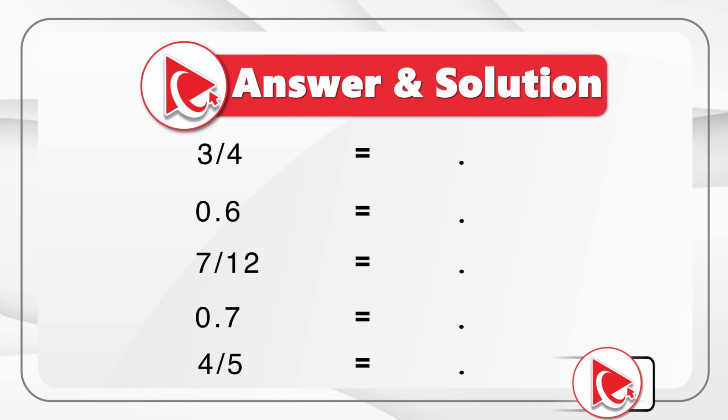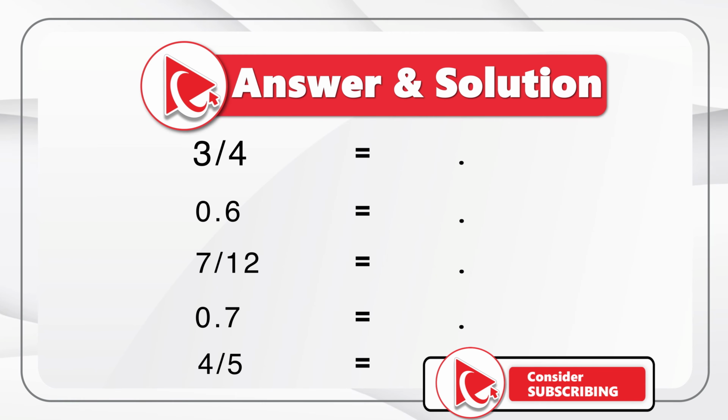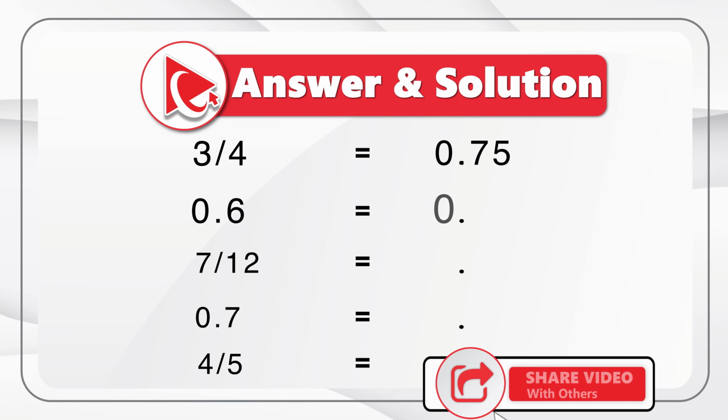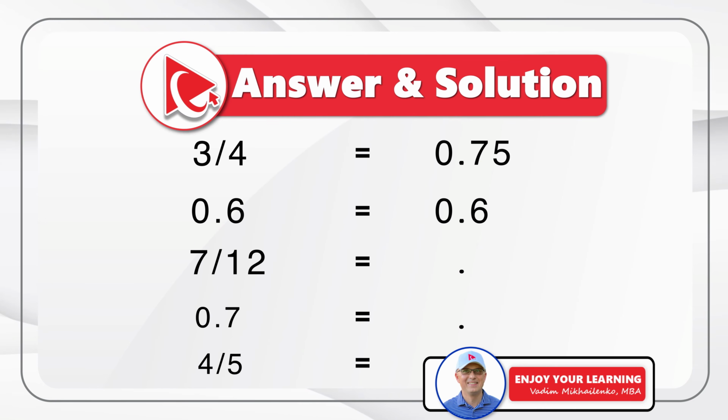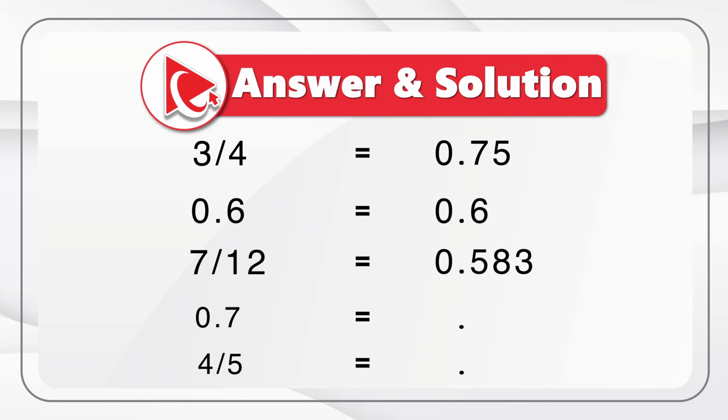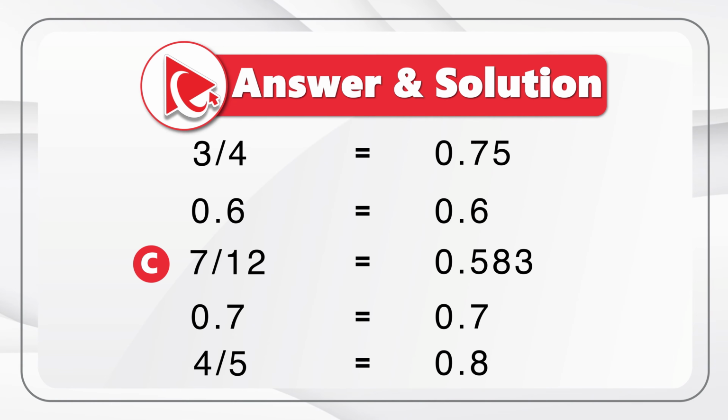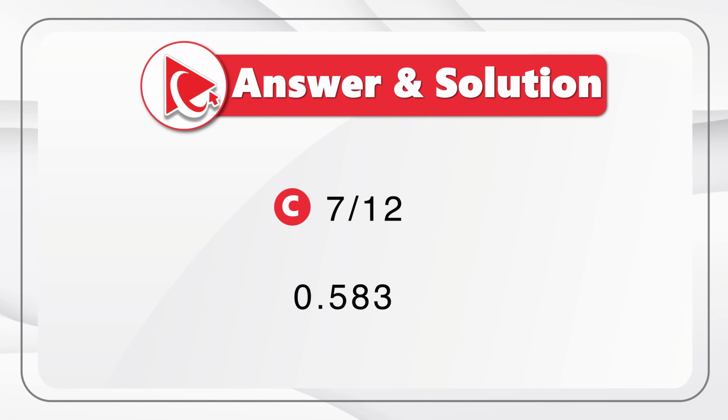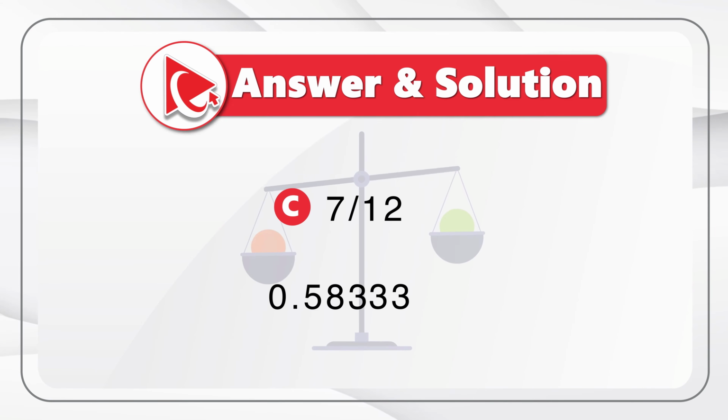I chose decimal format. 3/4 in decimal is 0.75. 0.6 is 0.6. And 7/12 is 0.583. 0.7 has the same value, and 4/5 is 0.8. Now you can easily see that the smallest value is choice C, 7/12, which is approximately 0.58333. Did you get to a similar solution?